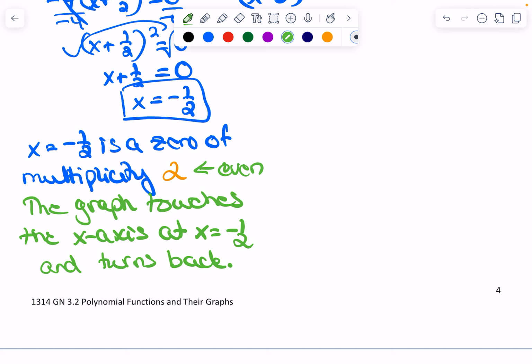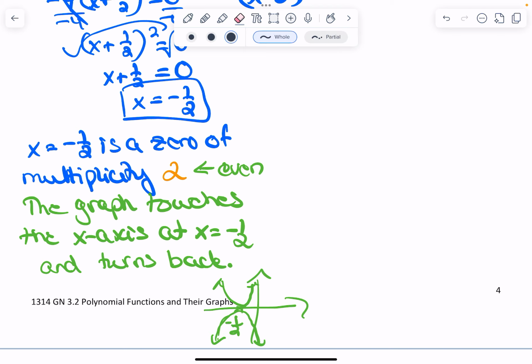So let's look at sketching. Now, we're not graphing the whole thing. I'm just graphing this part right here. What happens is that at negative half, which is here, it either comes from up here and touches and goes back up, or it can come from down and touch and go back down. We don't know right now which one it is. Those are two different options for it.